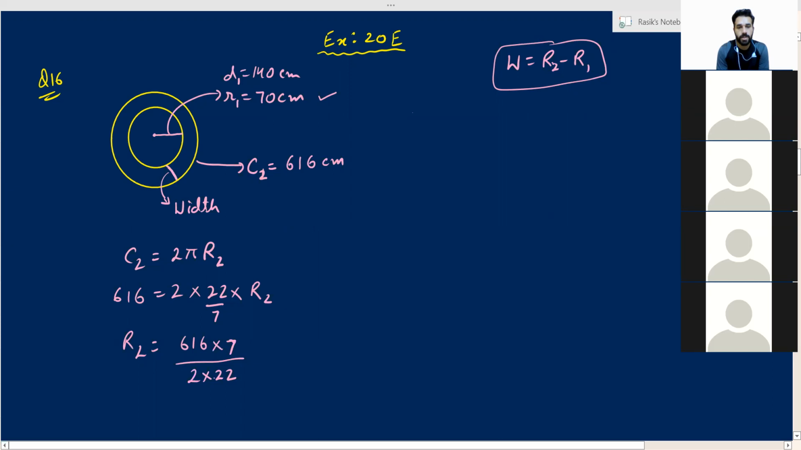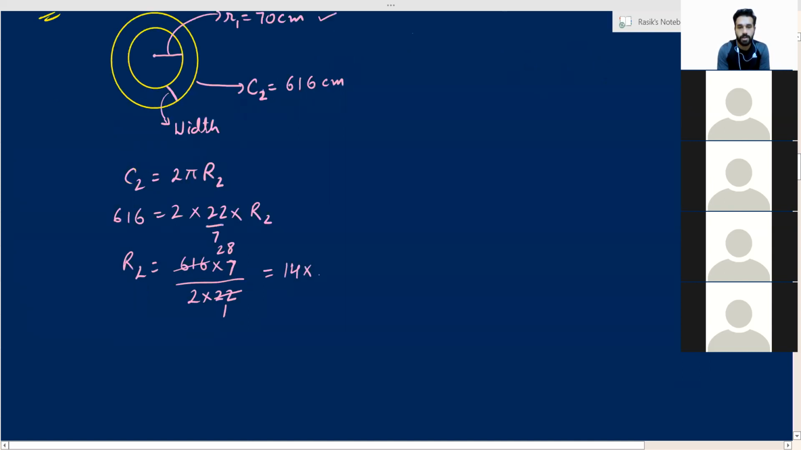So divide 616 by 22. What do you get? Are we getting 28? Yes, sir. And 28 divided by 2 is 14. So 14 into 7 is equal to 98 centimeters. This is the radius of the outer circle, R2.